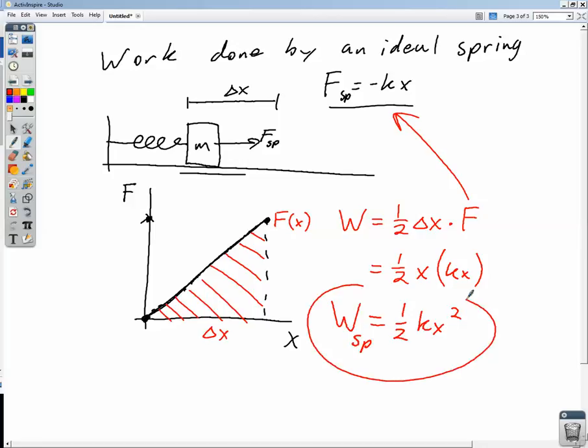And this is a general equation that holds for any ideal spring, any spring that conforms to Hooke's law. The work done by the spring is 1/2 kx squared. Very worth remembering, and I'm pretty darn sure it's on your equation sheet as well, but we can double check that.